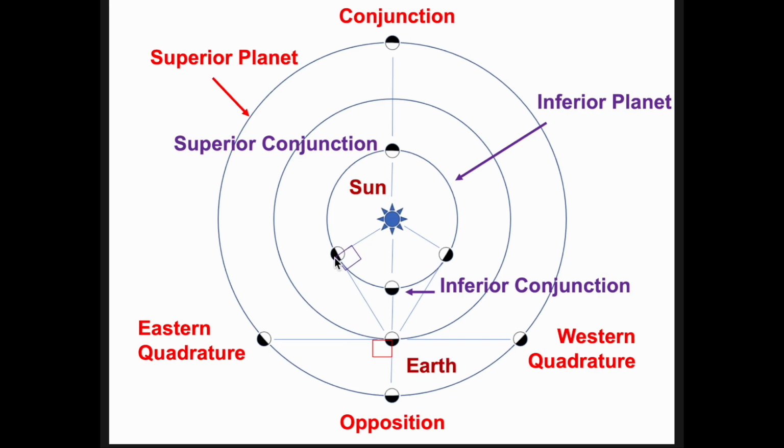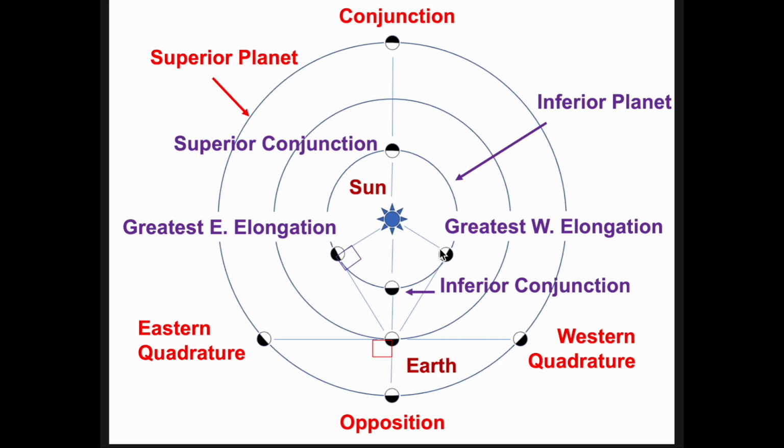And then we have, notice this is a 90-degree angle. This he calls the greatest eastern elongation, and over here the greatest western elongation. They can never appear further away from the sun than when they are at this greatest elongation. For a superior planet, notice its greatest elongation is at opposition, 180 degrees away from the sun.